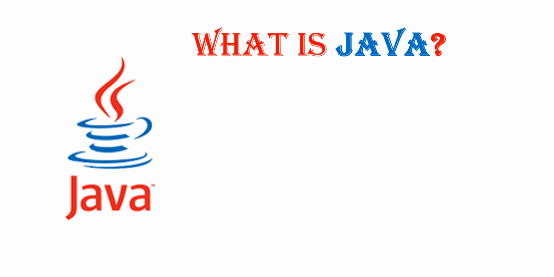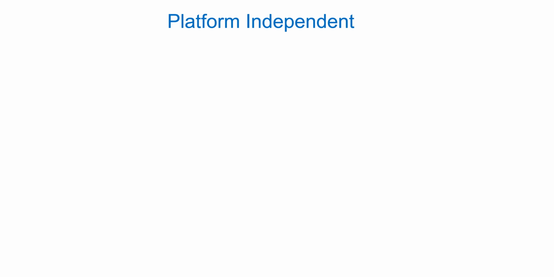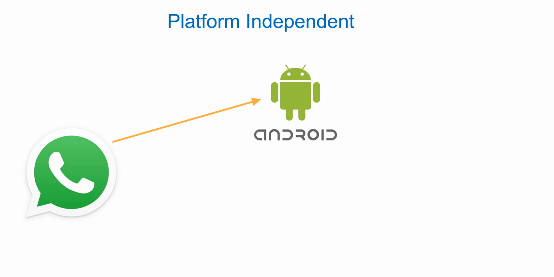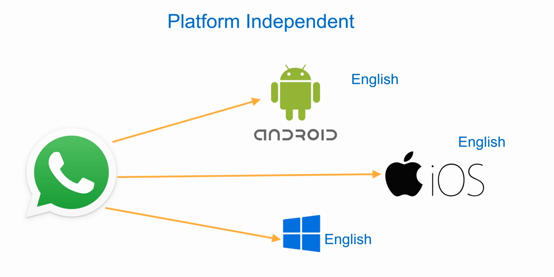Let me get back to the topic, what is Java? Java is a high-level programming language which is platform independent in nature. Well, coming to platform independent, let me take a familiar example, WhatsApp. WhatsApp is available on Android, iOS and Windows. So, even though it is available in all these formats, the common functionality remains the same and the language it persists in is English.